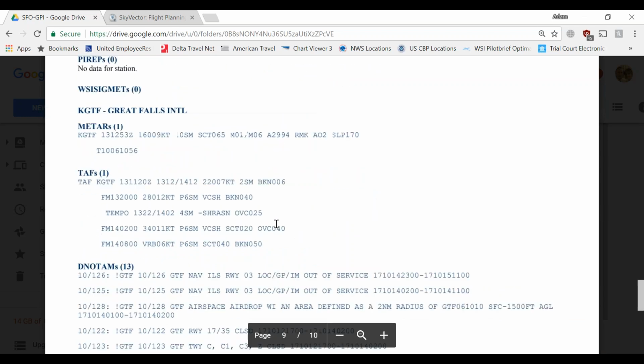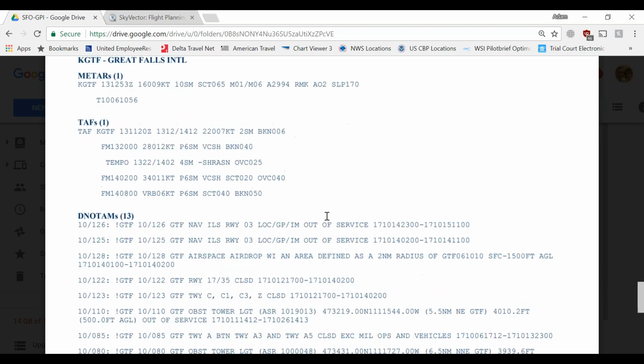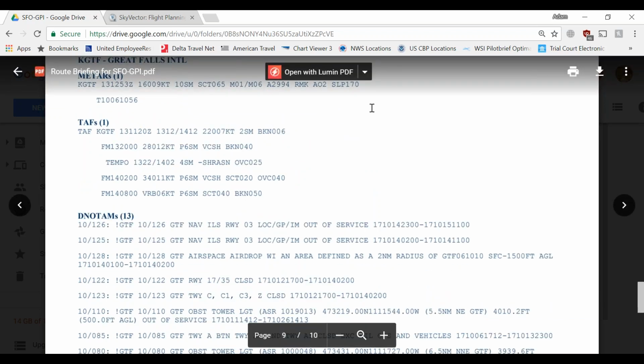Let's check Great Falls just in case. If we're going to Great Falls, where's our ETA going to fall on that TAF?